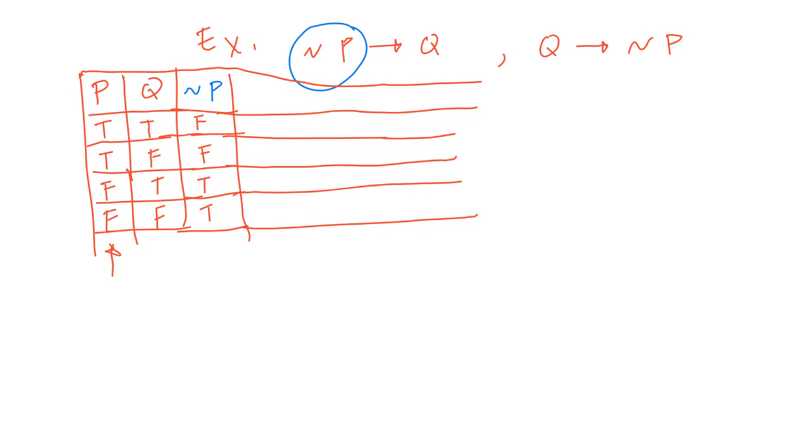And then we're looking at the second column, which is Q. So we can write the statement now, not P conditional to Q. Okay.